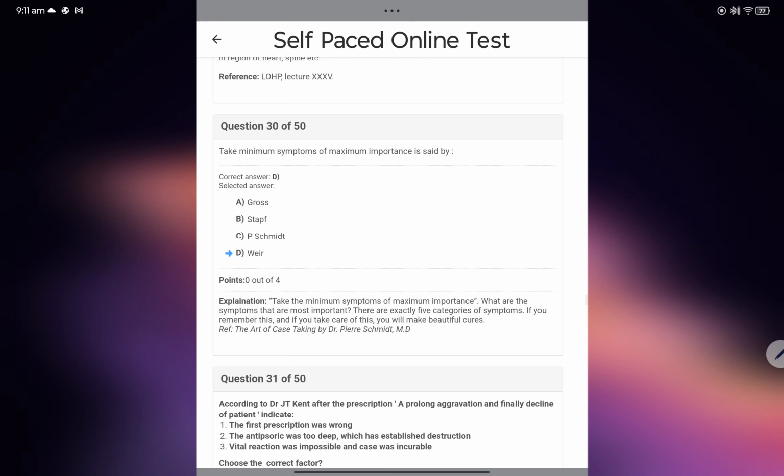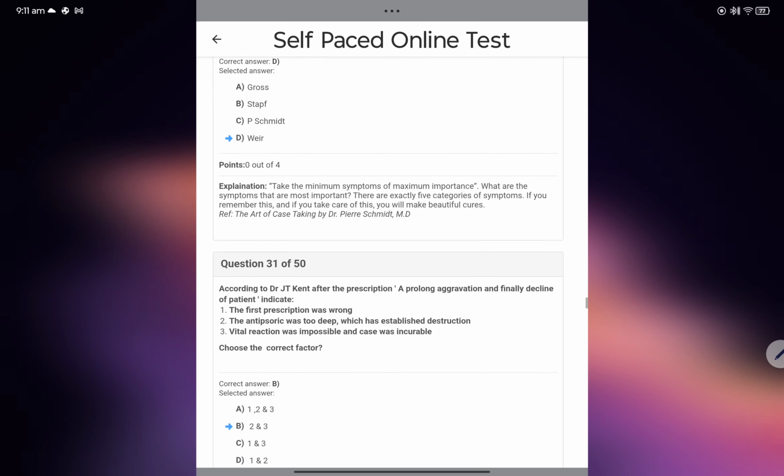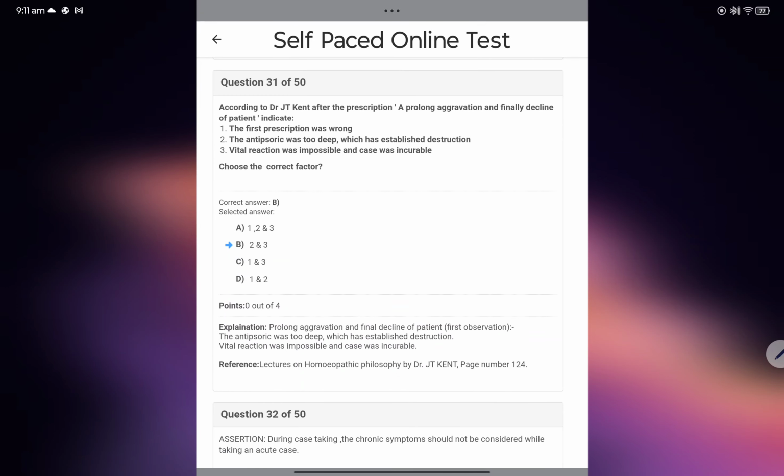Next question, take minimum symptoms of maximum importance is said by Dr. Weir, W-E-I-R. Next question, according to Dr. J.T. Kent, after the prescription, a prolonged aggravation and finally decline of the patient indicate the antipsoric was too deep, which has established destruction, and the vital reaction was impossible and the case was incurable.